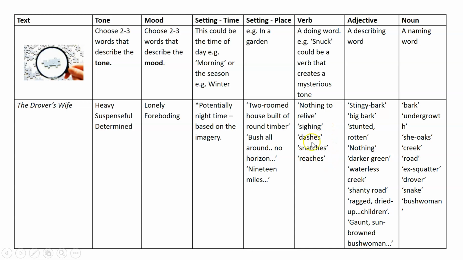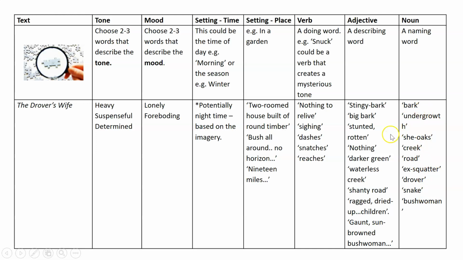So there's a sense of urgency in some of these verbs, as the mother snatches her baby off the floor, but then reaches for the stick. And then we have some nice adjectives: stingy bark, big bark, stunted, rotten, nothing, waterless, shanty road, ragged, dried up, gaunt, sunbrown. And then we have a number of descriptions or nouns relating to snake, bushwoman, drover, ex-squatter, road, creek, she-oaks, undergrowth, and bark.